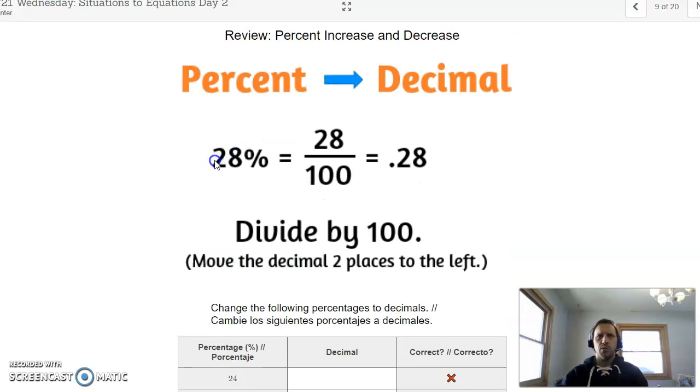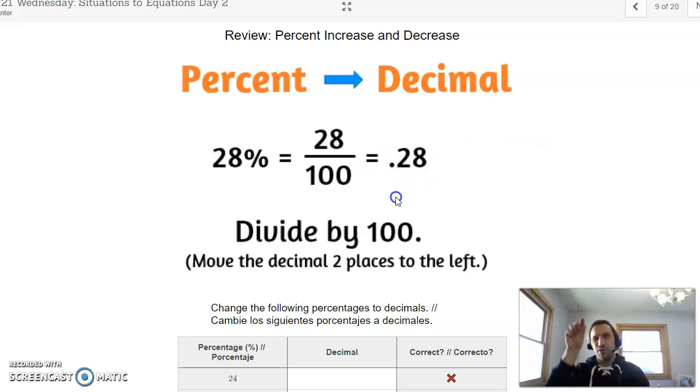All right, so 28% means 28 per centi, right? 100 means centi, or means per 100. That's per cent. And so we divide that number by 100 to get our decimal, 0.28.